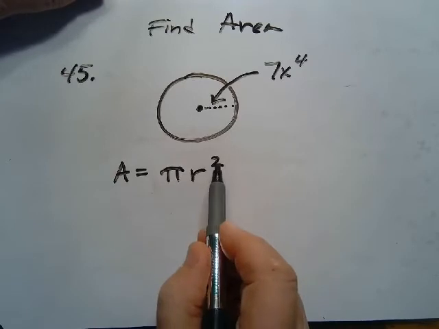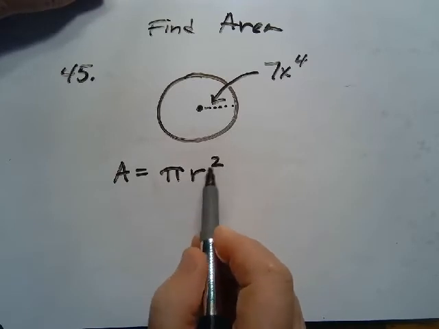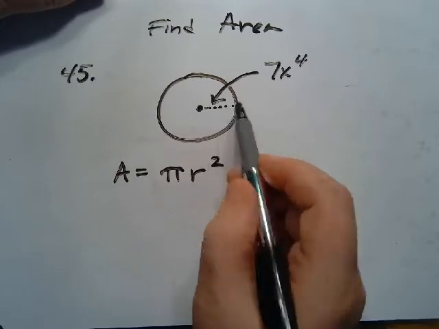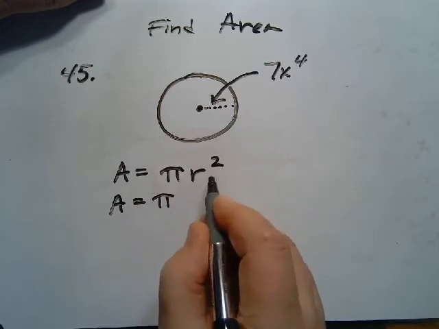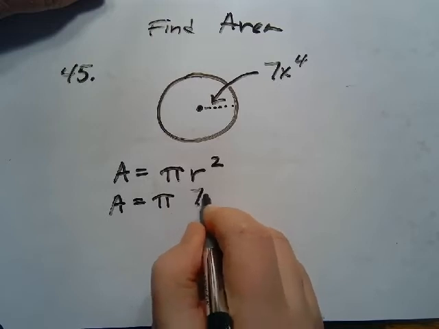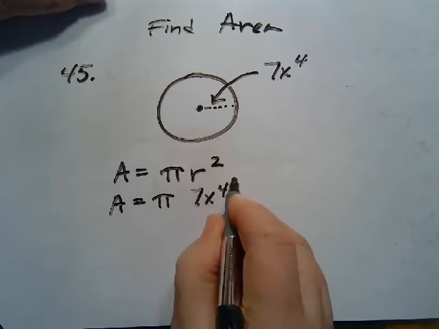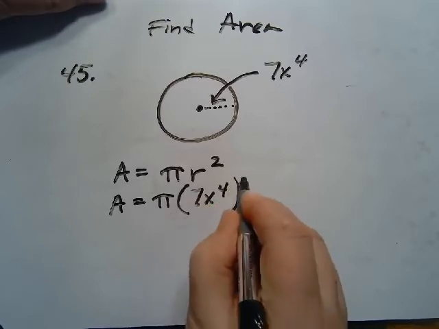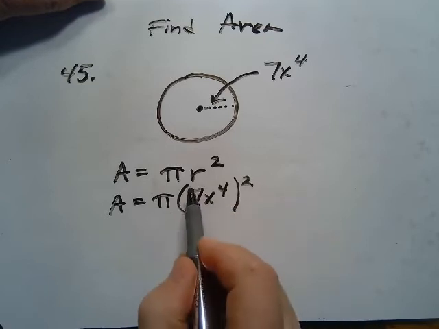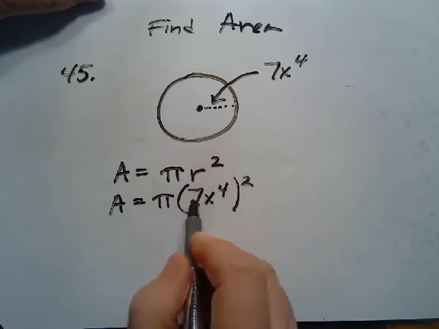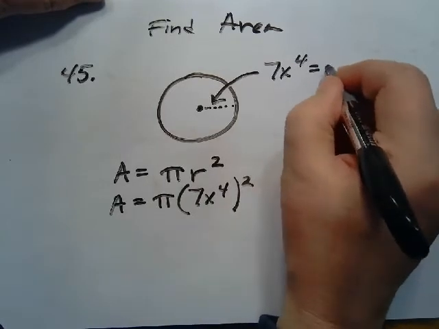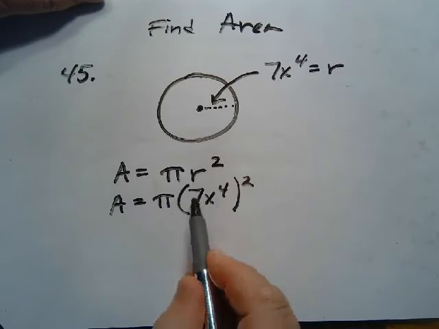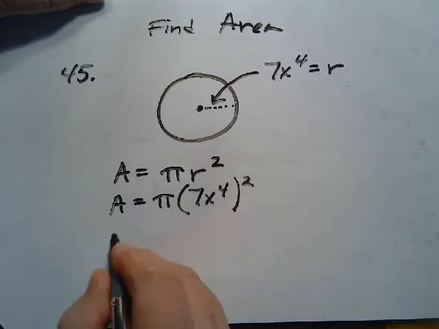Now notice we're just squaring r because it's right next to it, the radius. And so right underneath there we're going to bring pi straight down. The radius is 7x to the fourth, and I'm squaring it. So I've got to put parentheses here to say I'm going to square the entire thing. I'm squaring the whole radius. That's the radius. This is r. So r has to be in parentheses, and I'm going to square the whole thing.